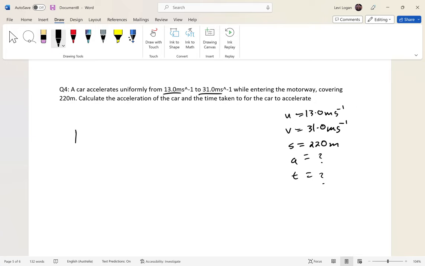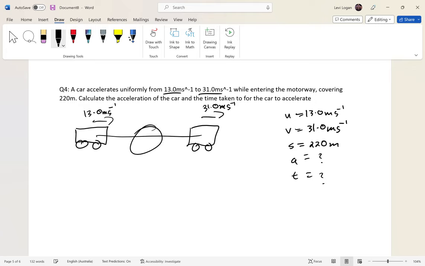This is the picture we're looking at. A car is initially traveling at 13 meters per second, and some time later it is traveling at 31 meters per second. So it has accelerated sometime in here, and there's some time it has taken to go from here to there. That's the picture we're looking at.